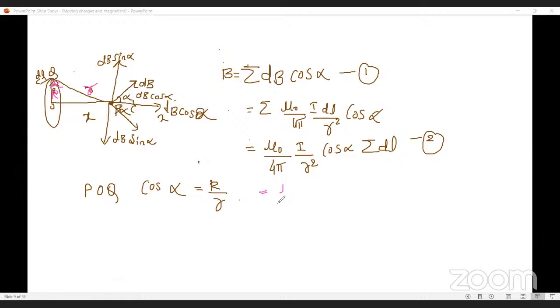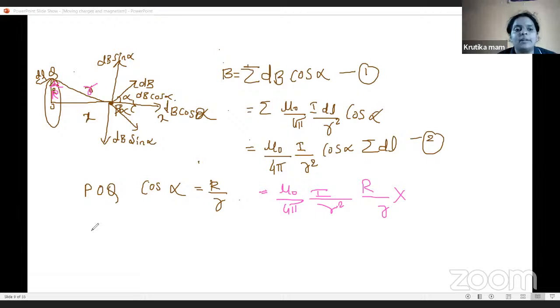Let us substitute the value now. It is mu naught upon 4 pi into I upon R square, into cos alpha, which is r divided by R, into the summation of dl. The summation of dl is nothing but the circumference of the circular loop. What is the formula for the circumference of a circular loop? In maths you will learn this. It is 2 pi R, not 2 pi L.